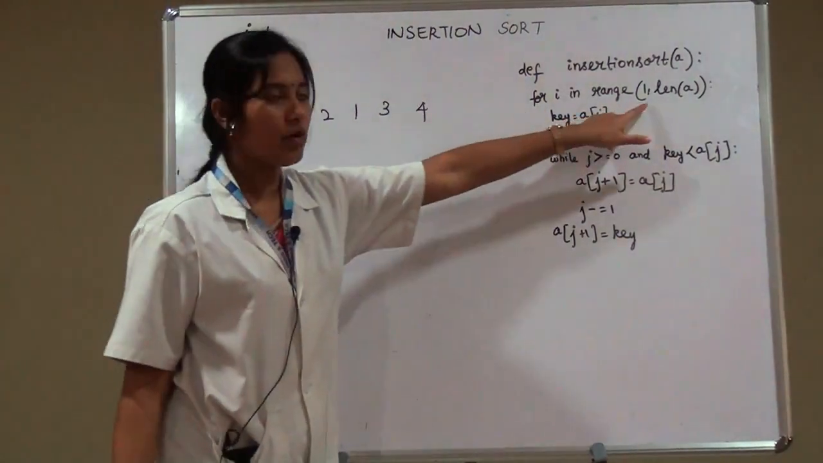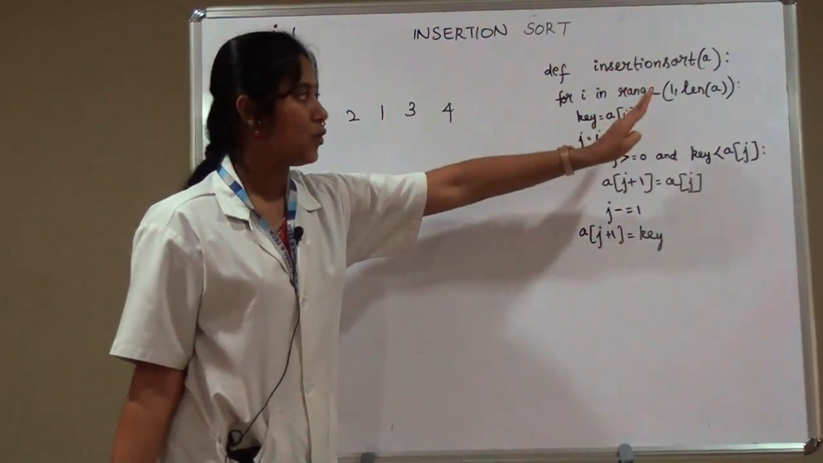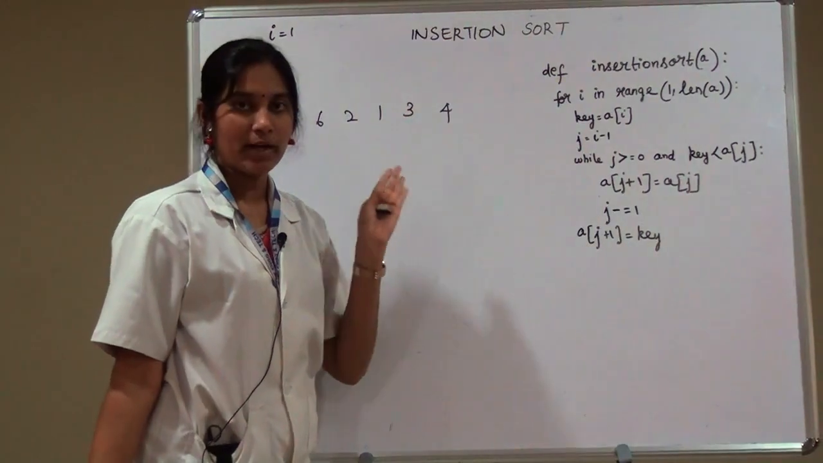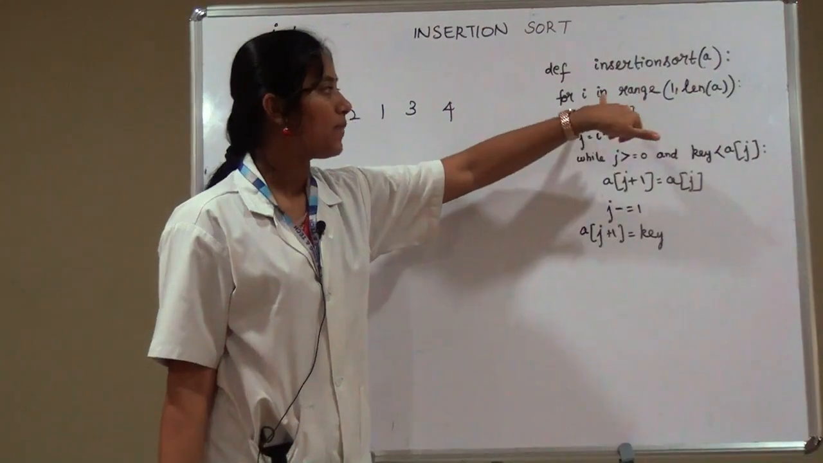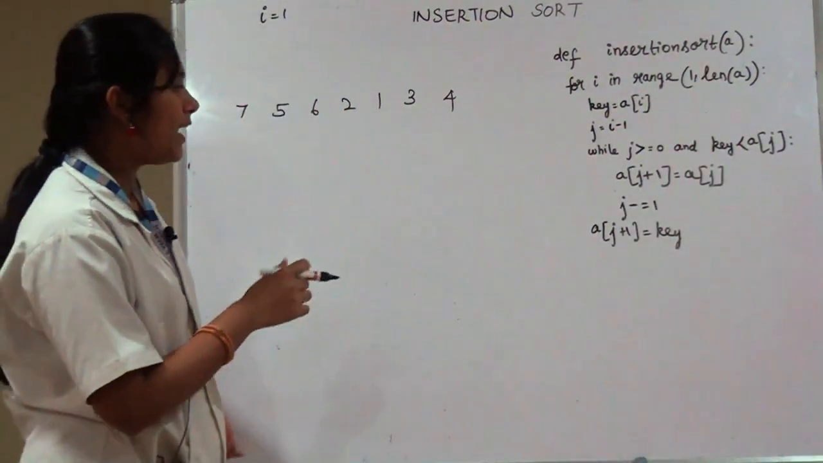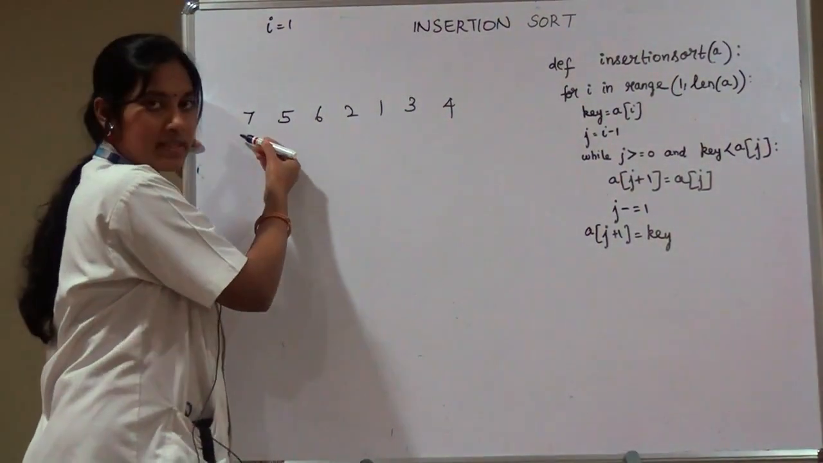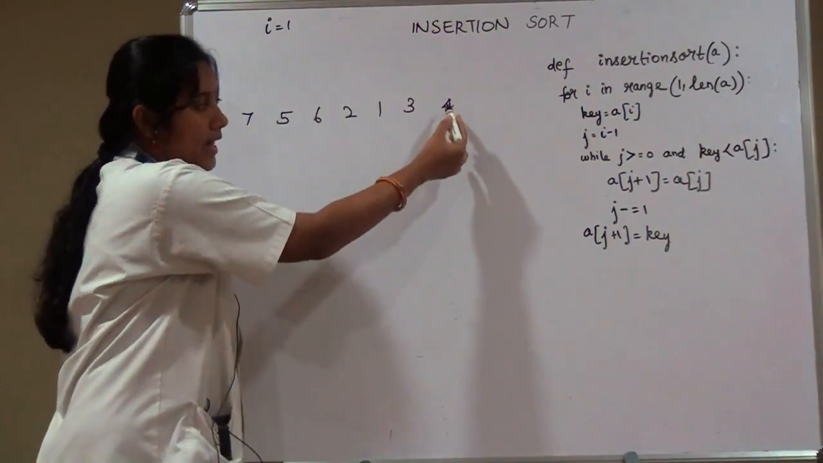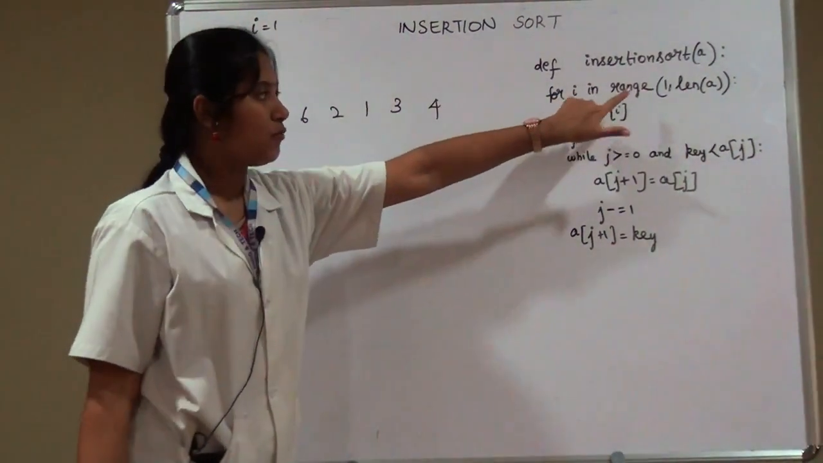So in range of 1 to length of A means it will start from 1, and assume if the length of A is 7, there will be 6 iterations, 1, 2, 3, 4, 5, 6, okay, 6 iterations. So initially I will take the value 1. Now this is our array A. So 7 is A of 0, 5 is A of 1, 6 is A of 2, similarly 4 is A of 6. Now I in range of 1 comma len of A.